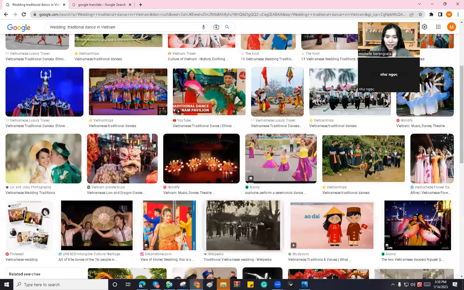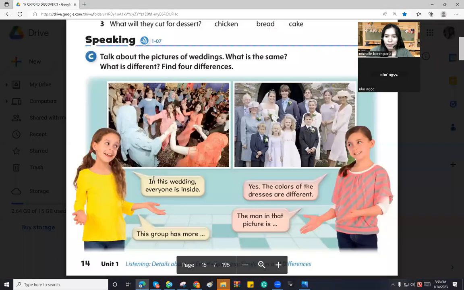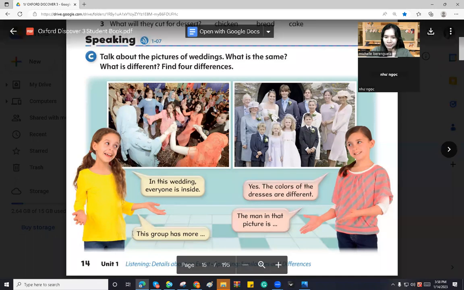All right. Okay, next one. What about here? Please read. In this wedding, everyone is inside. Next one. The color of the dresses are different. I think it's picture A, okay? And this is picture B.